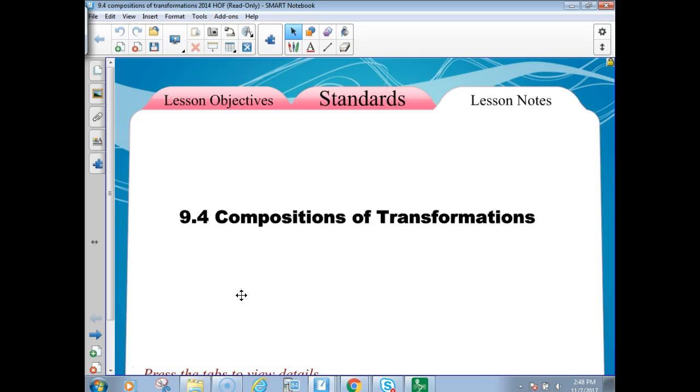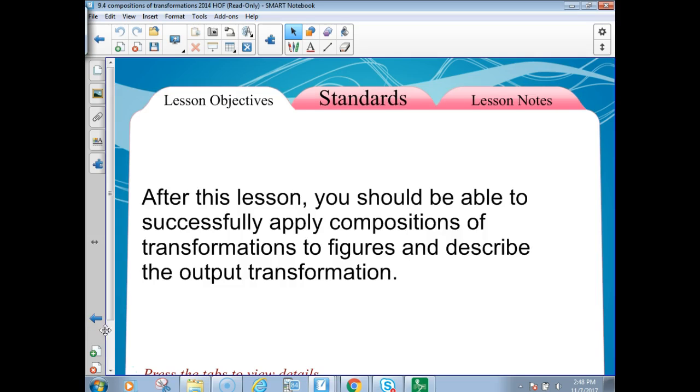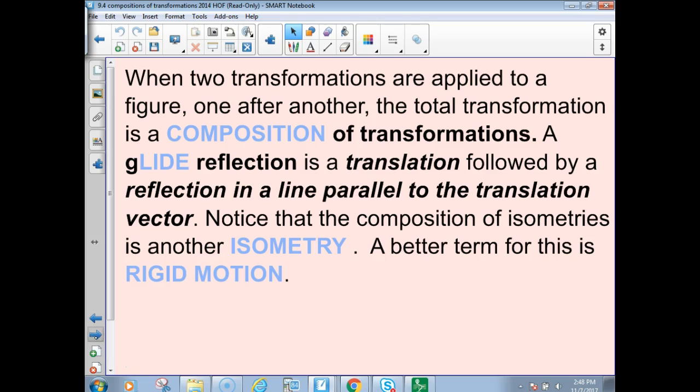All right, this is about 9.4 compositions of transformations. After this lesson, you should be able to successfully apply compositions of transformation to figures and describe the output transformation, meaning what happens after you do a double transformation. So you have some words to fill in on your worksheet. When two transformations are applied to one figure, one after the other, the total transformation is called a composition of transformations.